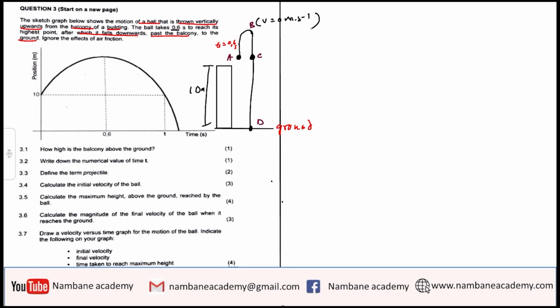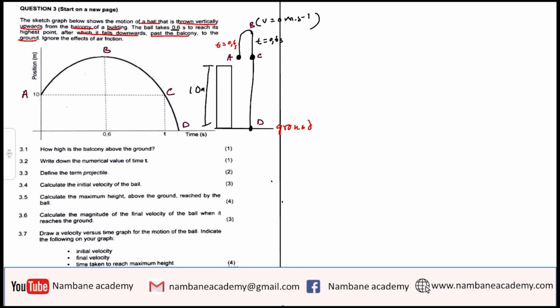Ladies and gentlemen, what else can I say here? According to symmetry, I know if it takes 0.6 to reach point B, then it must also take 0.6 seconds to reach point C. That is now the basic information. Ladies and gentlemen, let's take this information and actually now put it in the graph. This should be point A, and this should be point B, and this should be point C, and this should now be point D.